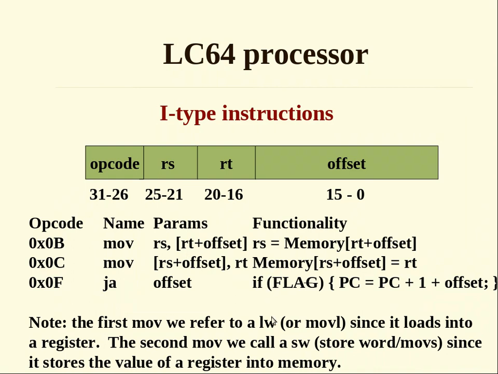And lastly is a jump instruction. If the flag, that flag is what was set previously by the compare. If that flag is 1, then we need to update the PC to PC plus 1 plus offset. What's the PC? Actually, did you go over that? I think you did. It's a program counter. It's which instruction we are currently executing, and it'll tell us which instruction we need to execute next.